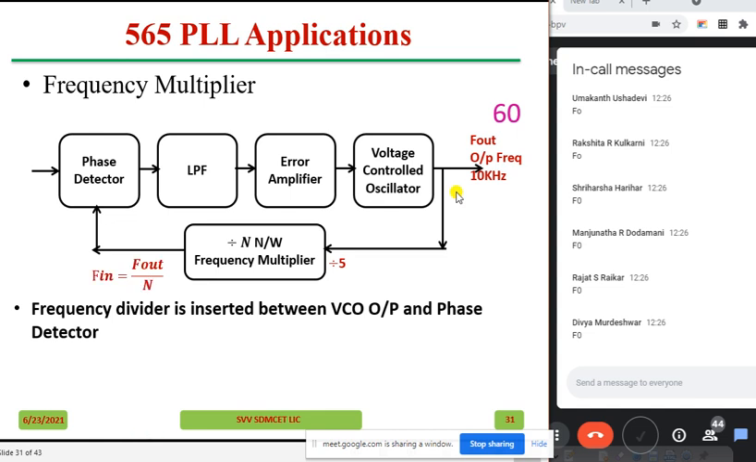This will become how much? 2 kilohertz. So the input I am giving is 2 kilohertz. So automatically this is 2, this is 2, and the error voltage is 0. Automatically the output will become 10 kilohertz. If a small variation is there, for example the input voltage increases a little, automatically this will also increase. So it is a multiplication by 5 because I use the divide by 5 network here. This is one of the simplest applications of a PLL, okay, a frequency multiplier.